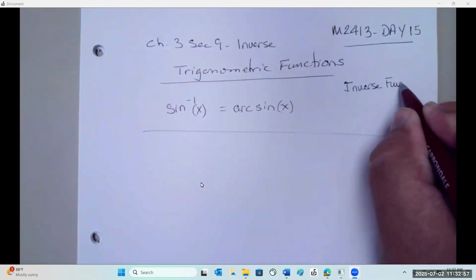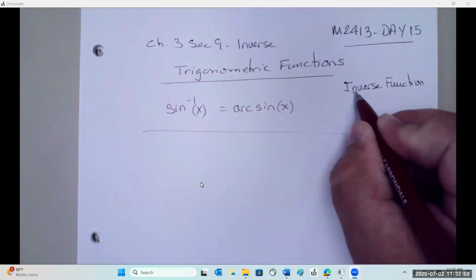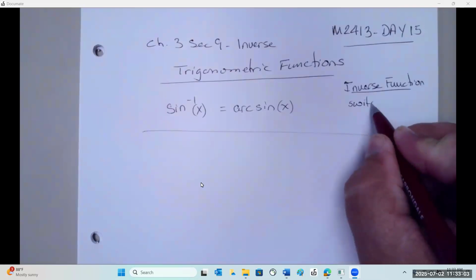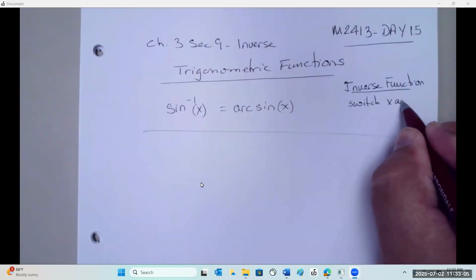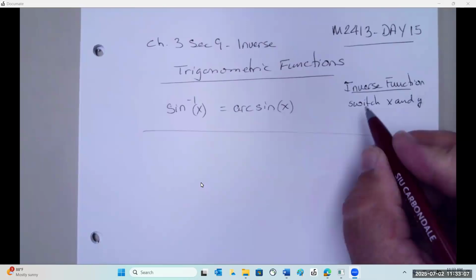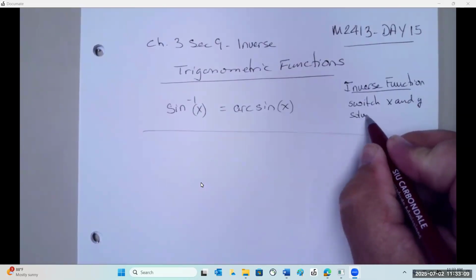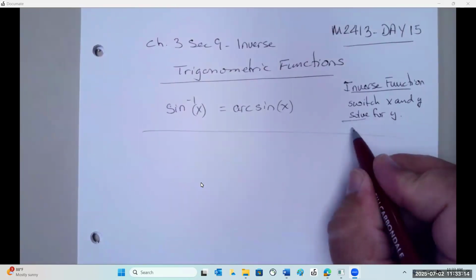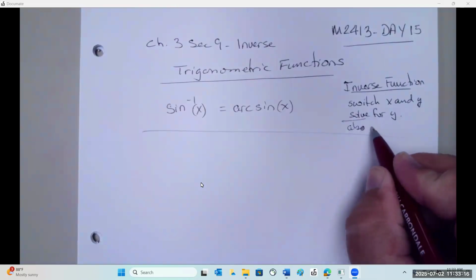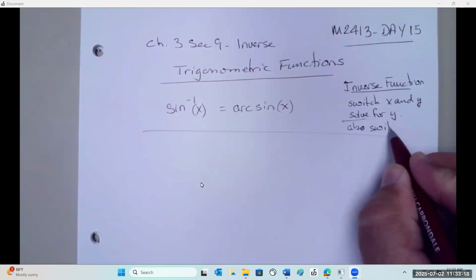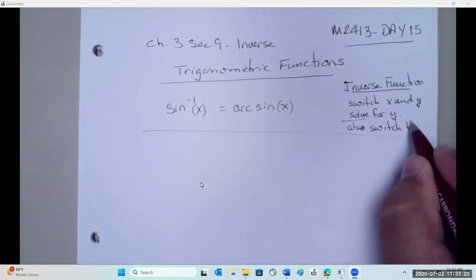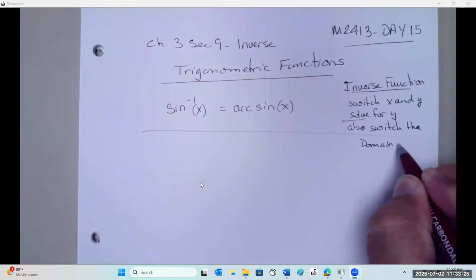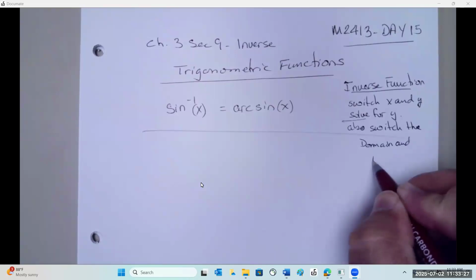An inverse function: switch x and y and solve for y. Also switch the domain and range.